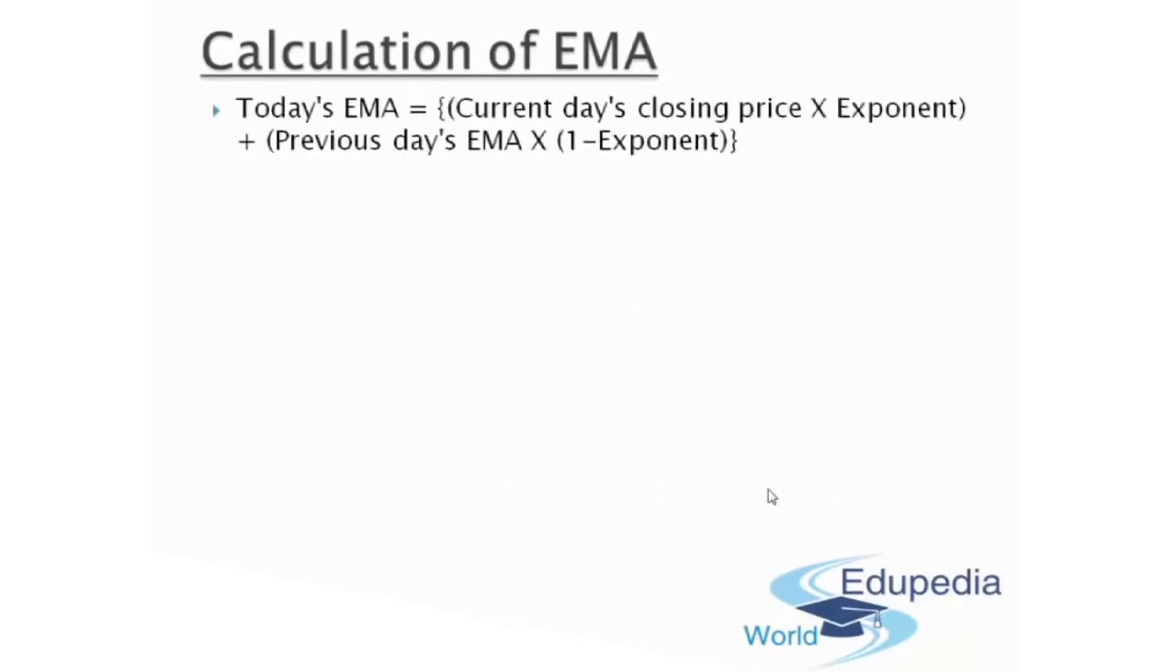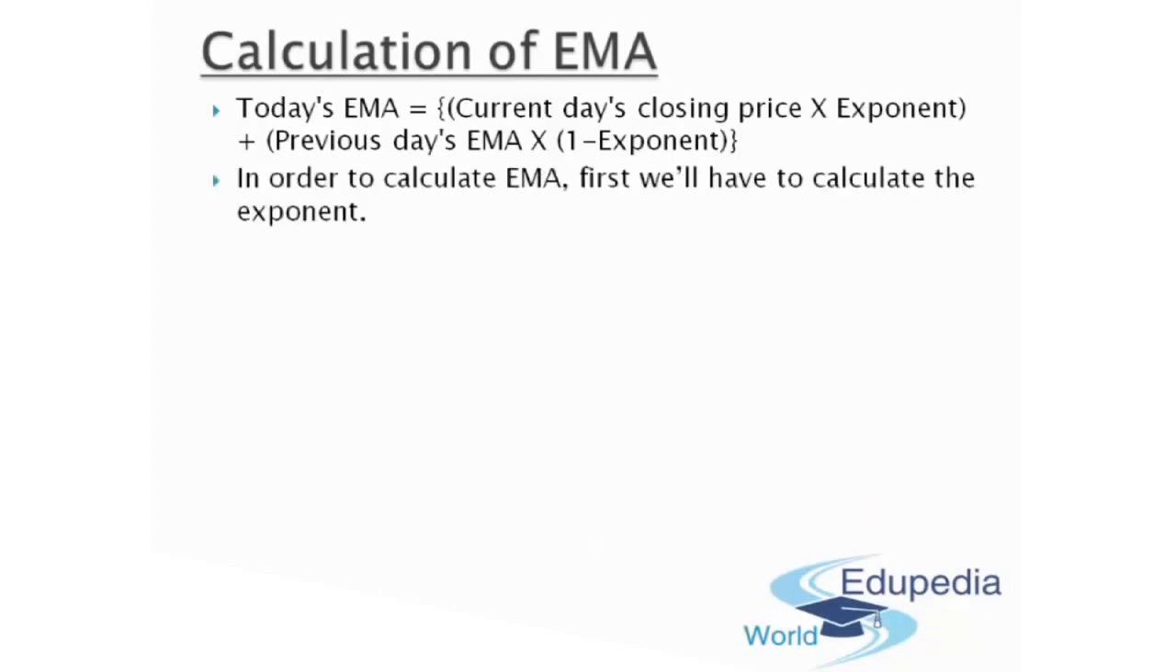So this is the basic formula for calculation of today's exponential moving average: current day's closing price into exponent, plus previous day's exponential moving average into 1 minus exponent. Now you must be pondering what this exponent actually means. Sir, kindly tell us what exponent means, so that we can easily solve this question, right? Perfect guys, I know you'll be having this doubt in your mind, so let's clear it up. What does exponent mean? Initially, for any kind of EMA, the exponent needs to be calculated.